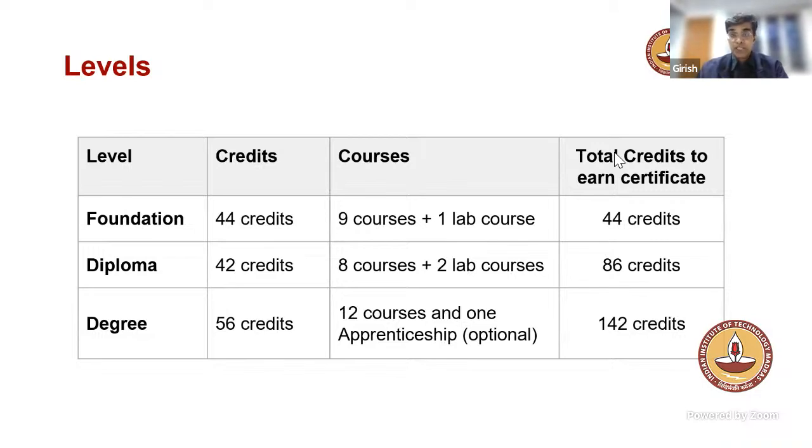You have to get 86 credits totally, that is 44 plus 42, in order to get a diploma certificate. And in order to get a degree certificate, you have to earn a total of 142 credits. Coming to the courses, we have 9 plus 1 lab course in the foundation level. We have 8 courses plus 2 lab courses at the diploma level. And we have 12 courses plus 1 additional optional apprenticeship, which we'll be talking about later as we progress in the program.